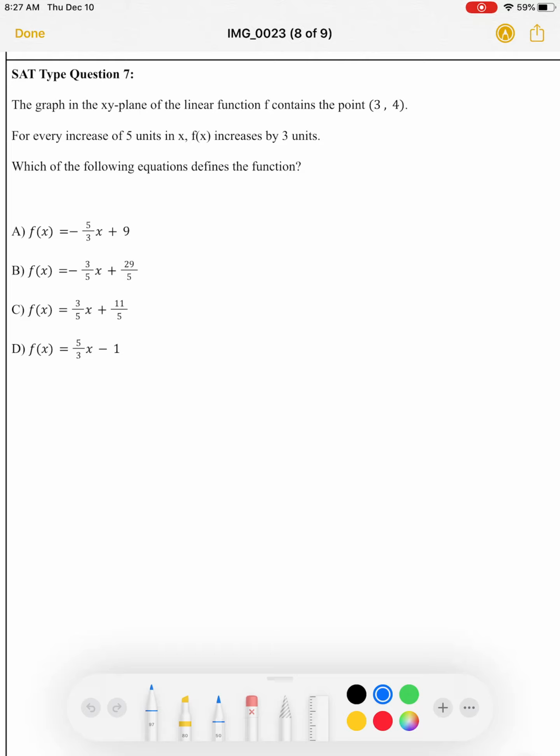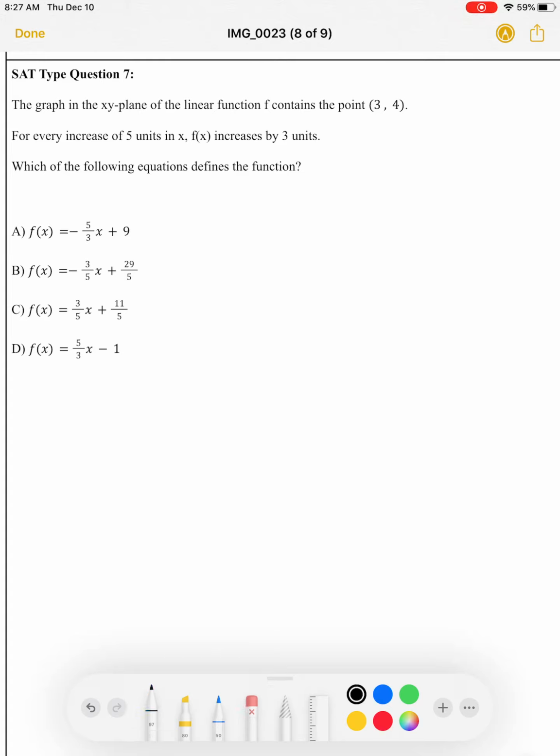Moving on to question number 7. The graph in the xy plane of a linear function f contains the point 3, 4. For every increase of 5 units in x, f of x increases by 3 units. Which of the following defines the function? So this means there is a linear function, so a line, in a coordinate plane, and it passes through the point 3, 4.